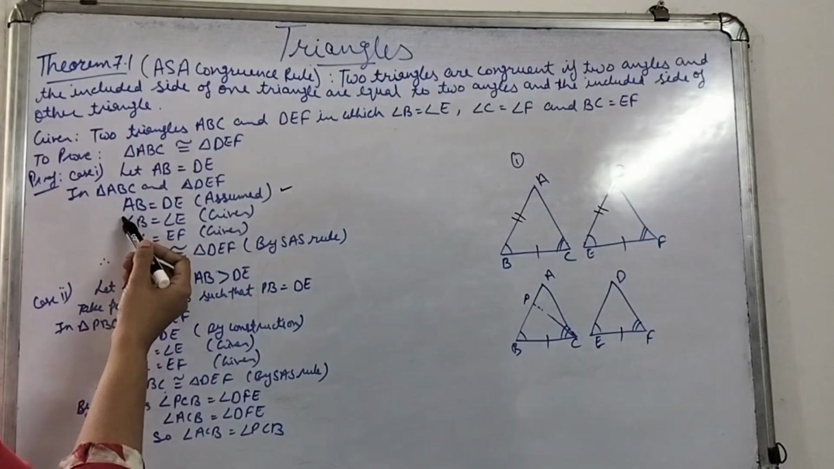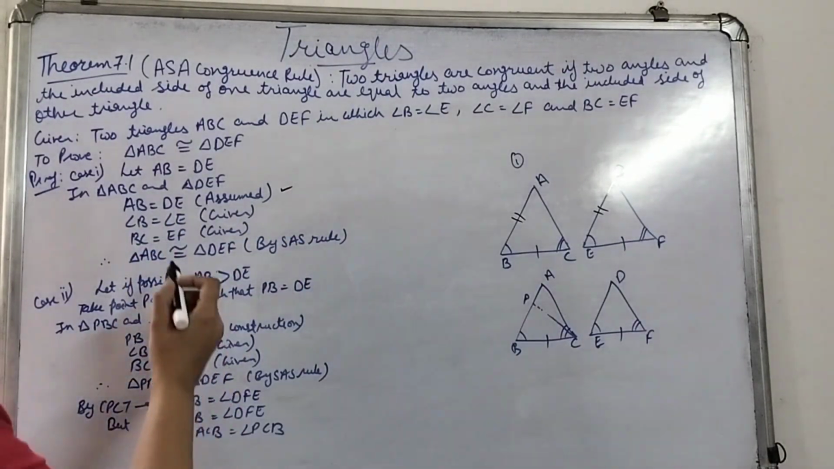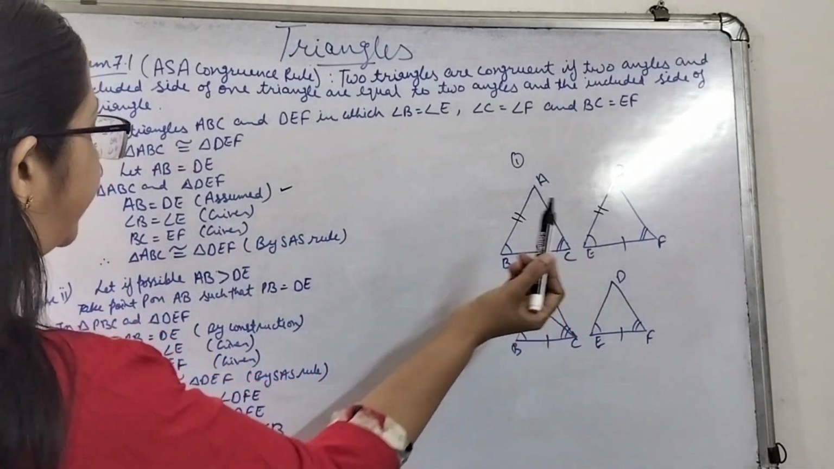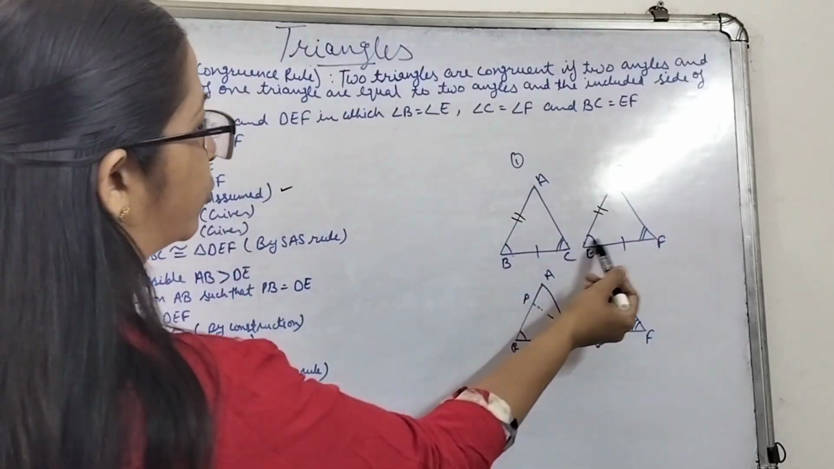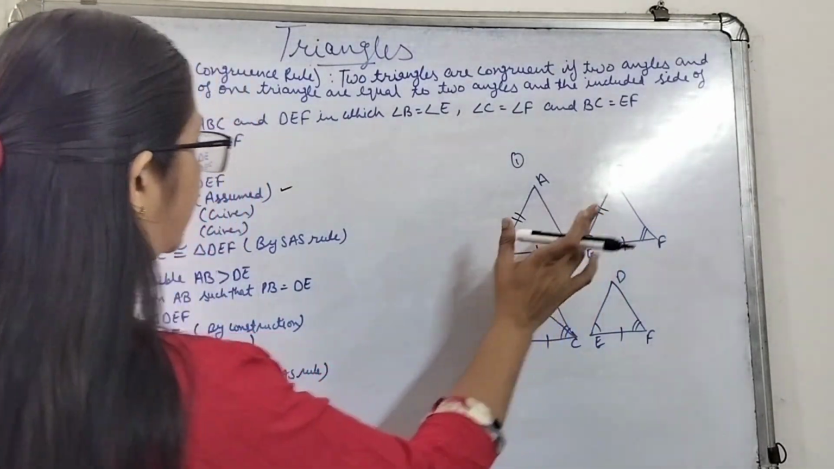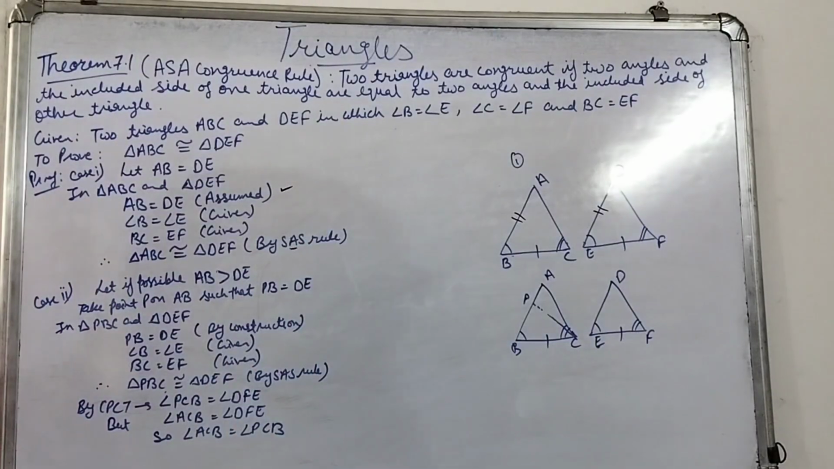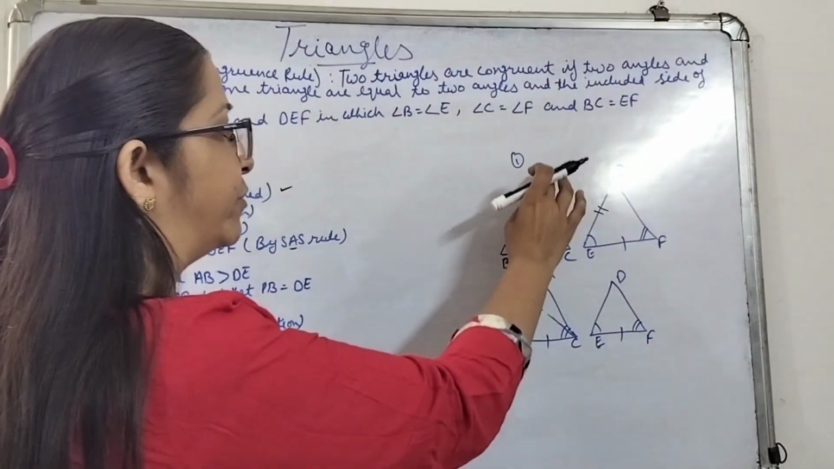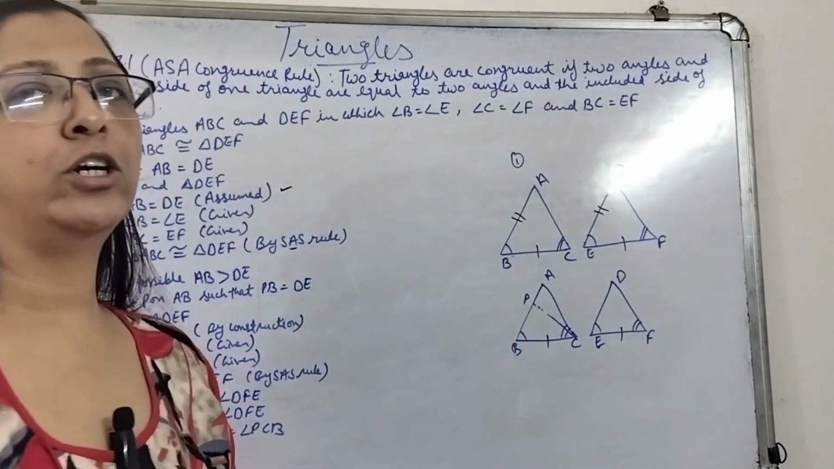AB is equivalent to DE, it is our assumption. Angle B is equivalent to angle E, it is given to us. And BC is equivalent to EF, it is also given to us. So we can say that these two triangles are congruent by SAS congruency. This is the first condition, when we have taken AB equivalent to DE.